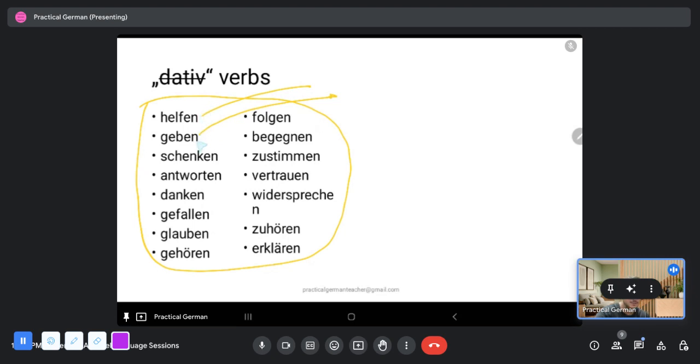To give. But it's actually not a dative verb, it's an accusative verb. Okay, ignore this. But if I say geben, ich gebe, for example, what are you giving? Like, I gave the book. The book will be accusative, but to whom are you giving? That will be dative, right?